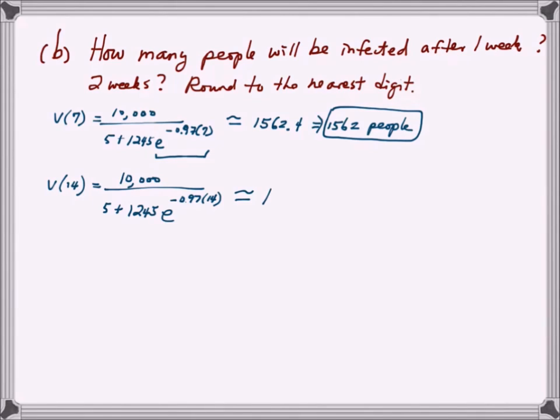For 2 weeks, I would change the t-value to 14 because that's 14 days. The response is 1999.4 people, and that gets rounded to 1999. Continue asking these questions.